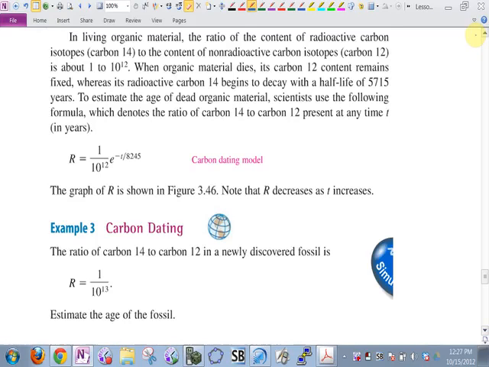Now, it just so happens that in living beings, there is always this constant ratio of carbon-14 to carbon-12. That ratio is 1 to 1 trillion. So for every trillion atoms of carbon-12, there will be one single atom of carbon-14. There's not a lot of carbon-14 in us, luckily. We're not terribly radioactive. Just a little. All of us.